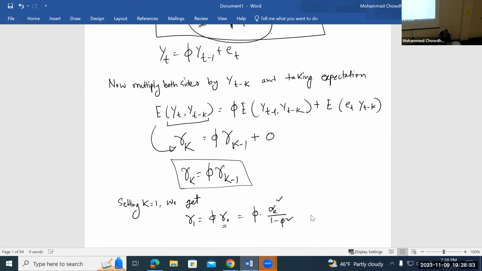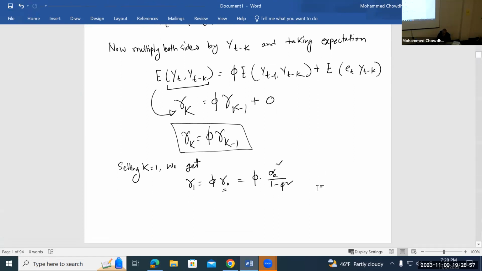Now, if I successively plug the values of k, gamma 1 can be written as phi gamma zero. Gamma zero value is obtained before, so I have this quantity now. Sigma square and sigma square e are the same thing. This is the error variance. Okay, so I have this part.